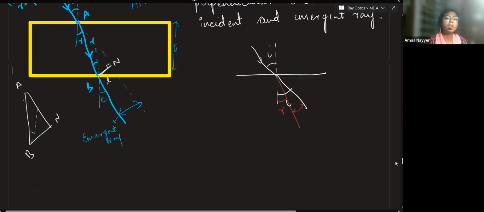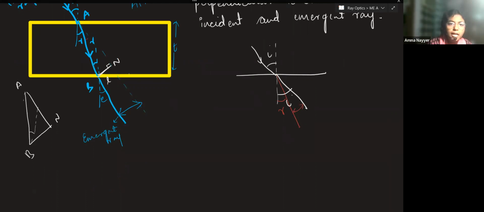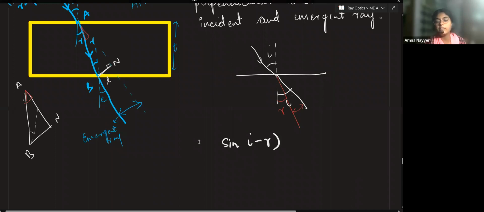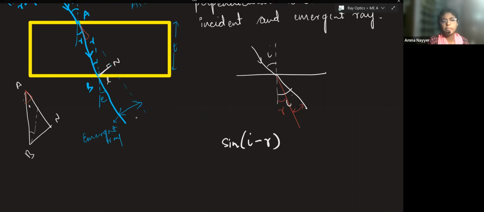So this is exactly your angle A. Understood what is your angle A? This angle that we are getting is the incident angle minus the refracted angle. So we will take sine of I minus R. Now if you just take the normal, this is I minus R. So what will sine theta be? This is perpendicular upon hypotenuse. So perpendicular is this, hypotenuse is this, base is this. So sine of I minus R becomes Bn divided by AB.